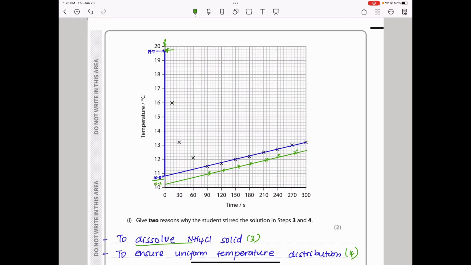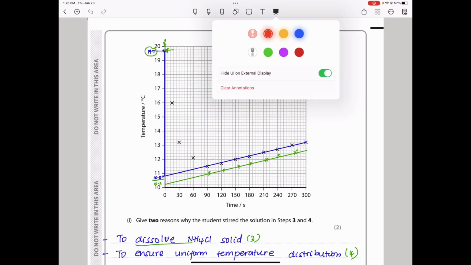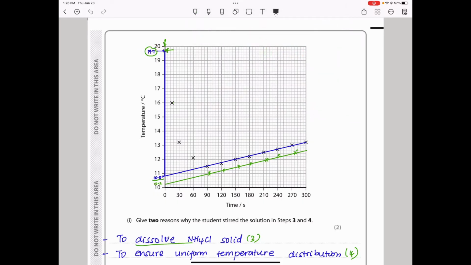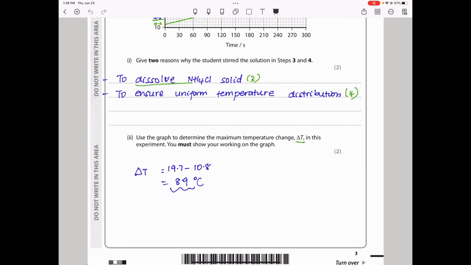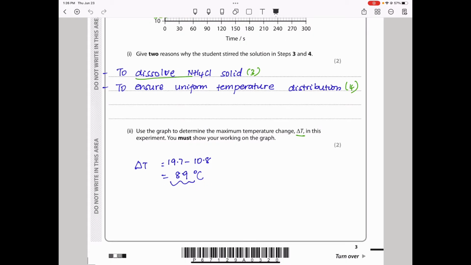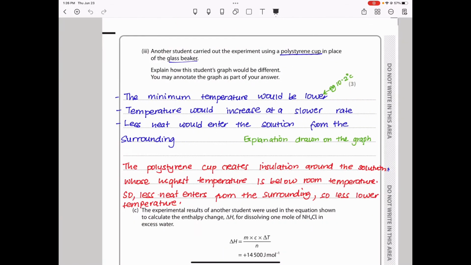So basically, we know the point where the reaction began, this point here, the temperature was 19.7, and the point at which the reaction was completed must have been 10.8 degrees Celsius. So to calculate the temperature change, it's going to be 19.7, which is the highest temperature, minus 10.8, giving us a temperature change of 8.9 degrees Celsius. So that is it. I will go to the next page.